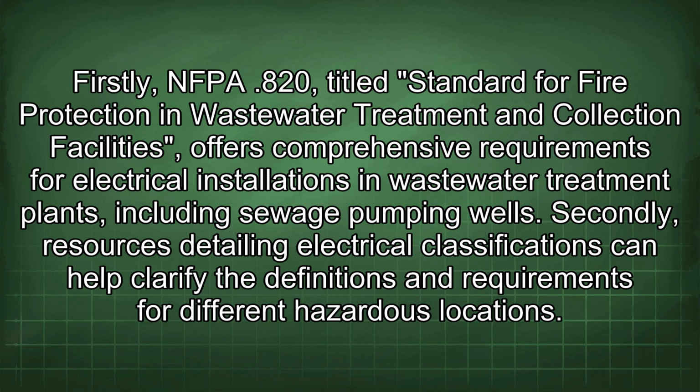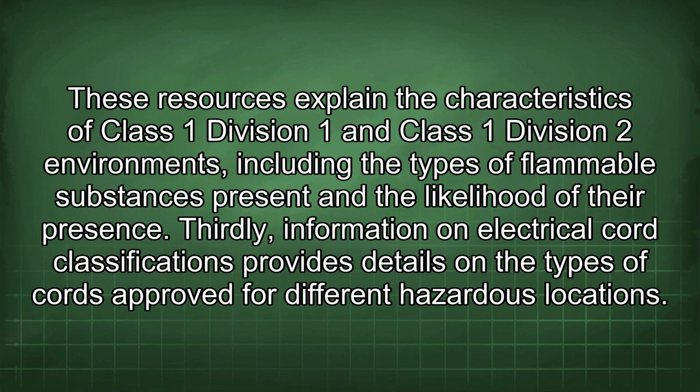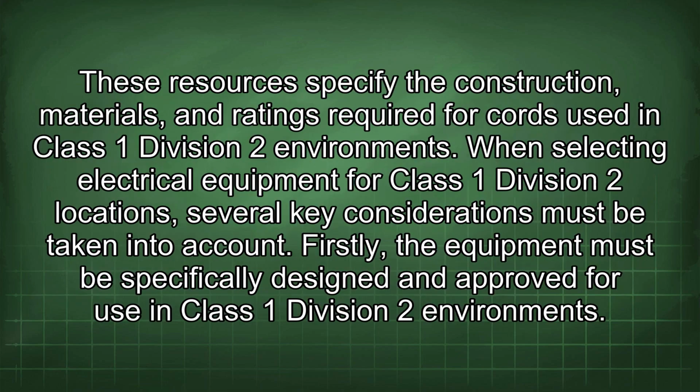Secondly, resources detailing electrical classifications can help clarify the definitions and requirements for different hazardous locations. These resources explain the characteristics of Class 1 Division 1 and Class 1 Division 2 environments, including the types of flammable substances present and the likelihood of their presence. Thirdly, information on electrical cord classifications provides details on the types of cords approved for different hazardous locations. These resources specify the construction, materials, and ratings required for cords used in Class 1 Division 2 environments.